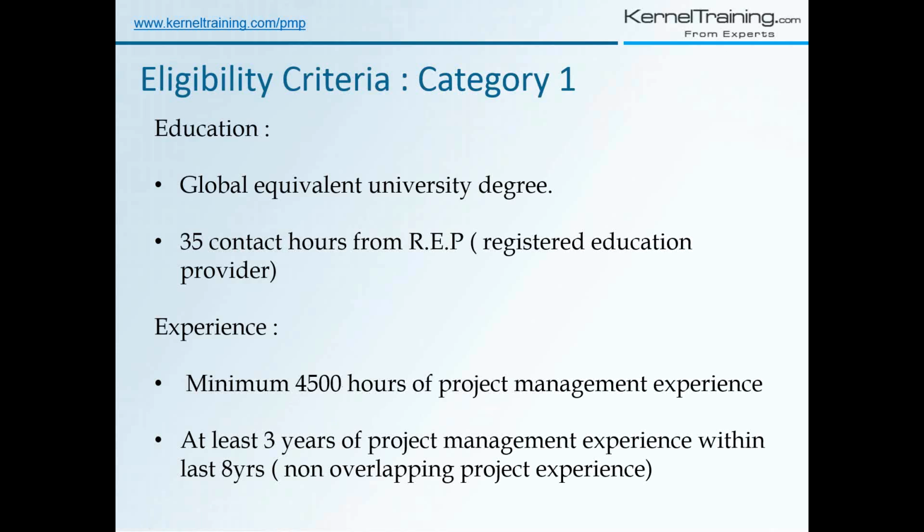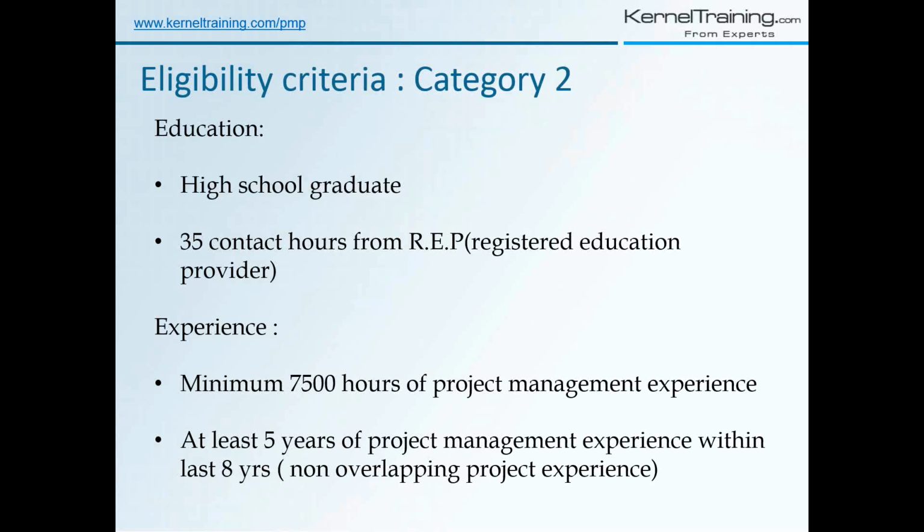You need to have that experience, 4,500 hours of project management experience, which comes to at least 3 years of project management experience within the last 8 years. And the experience should be non-overlapping project experience. If you start a project in January and the project ends in June, you can only show one project experience in the PMP form.